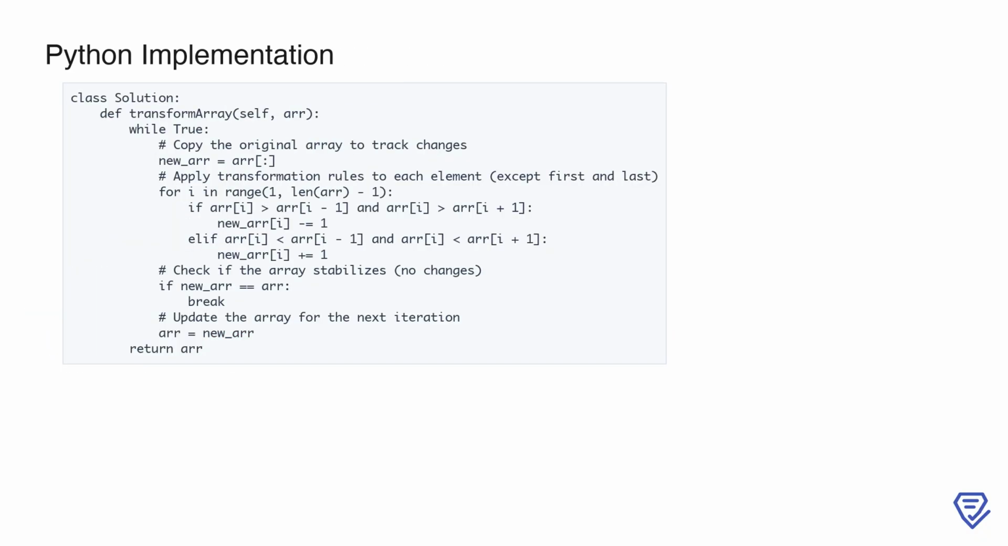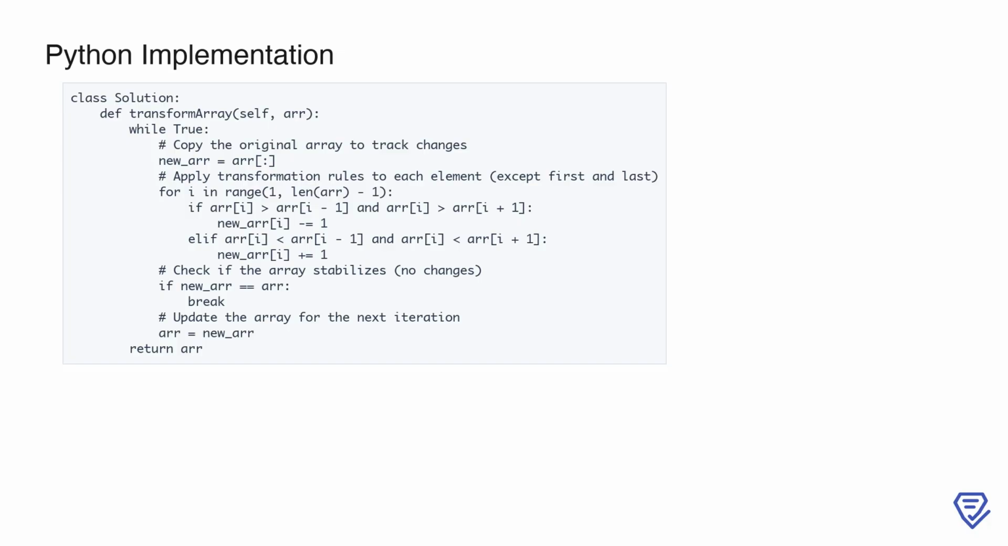The provided solution implements the transformation rules for the array transformation problem. The goal is to repeatedly apply these rules to stabilize the array. First, we enter a while loop to continue transformations until the array stops changing. Inside the loop, we create a copy new_arr of the array to track changes while preserving the original state for comparison. Then, we iterate through the array, skipping the first and last elements since they are not subject to transformation.